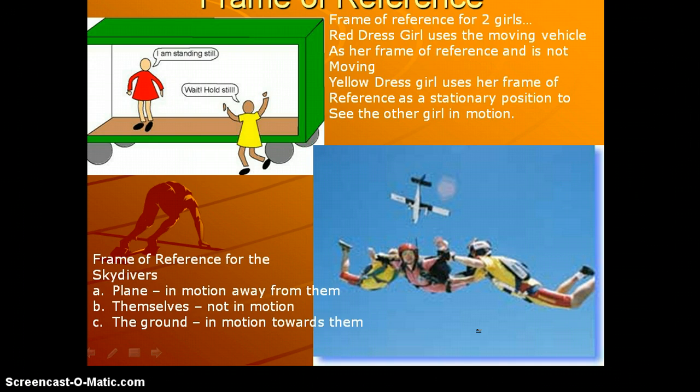The frame of reference for these two girls. The red dress girl uses the moving vehicle as her frame of reference, and to her, she is not moving. She would describe the yellow dress girl as moving because to her, the yellow dress girl looks as though she is moving. The yellow dress girl uses her frame of reference as a stationary position to see the red dress girl in motion. If we're looking at the skydivers here, we have a frame of reference for the skydivers. The plane is in motion away from them. Themselves are not in motion, and the ground is in motion towards them.